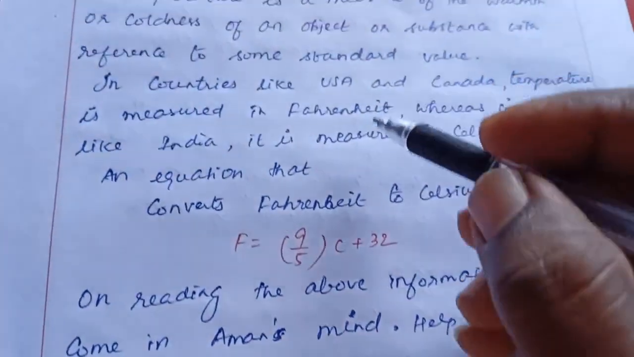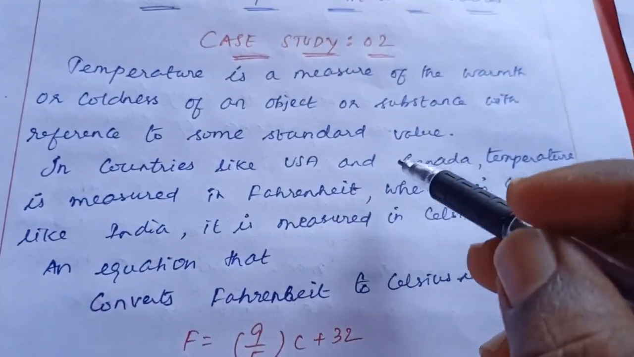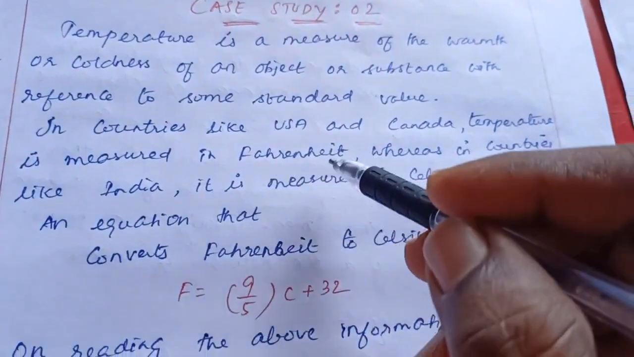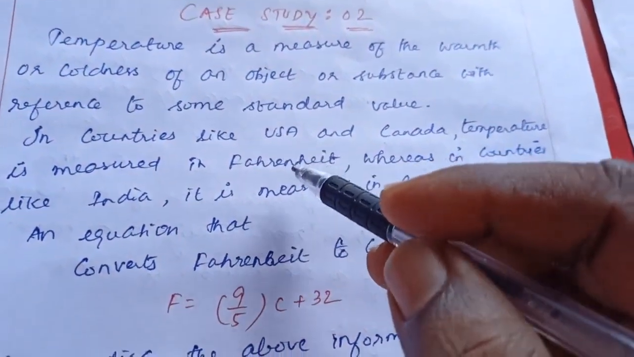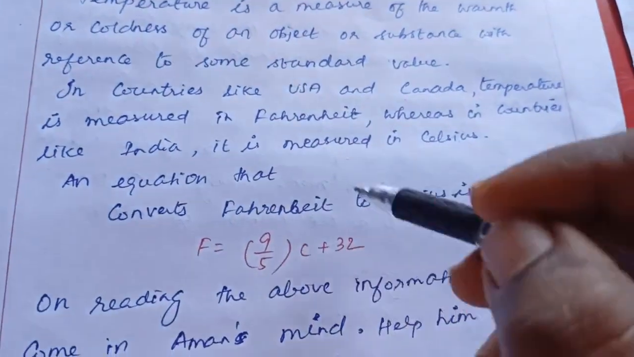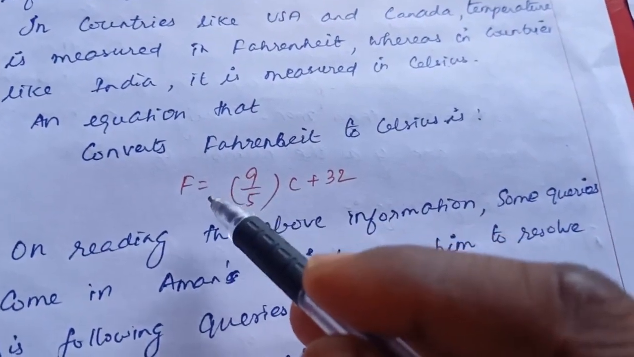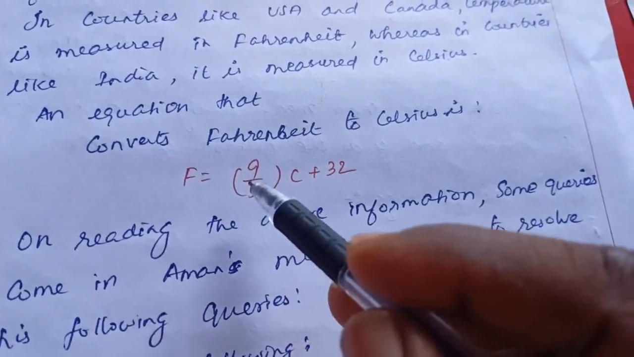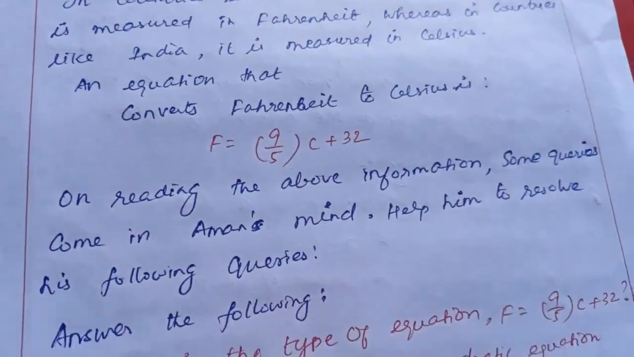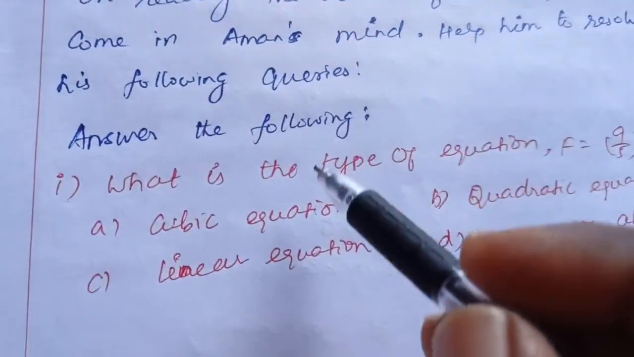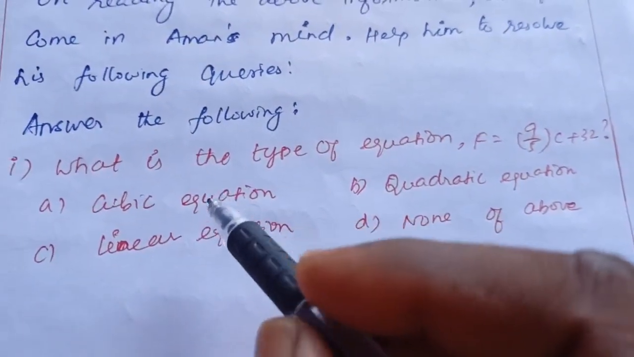Answer the following questions. In a few countries like USA, Canada, they mention the temperature in Fahrenheit. In India, we mention it in Celsius. The formula for both conventions is given: F is equal to 9 by 5 into C plus 32. Based on this, a few questions are given that we will check.